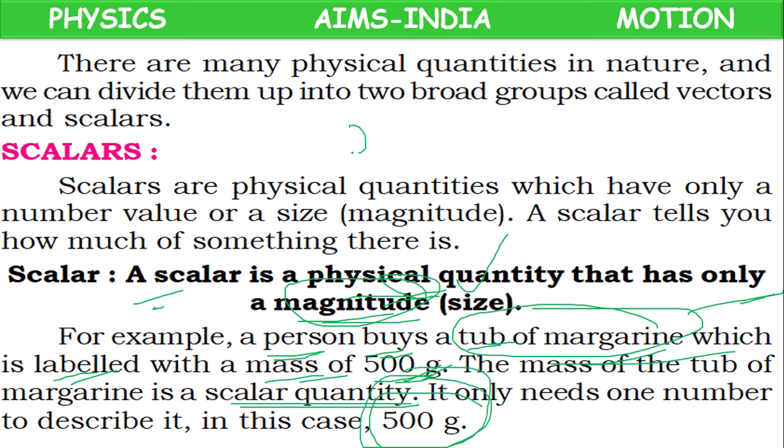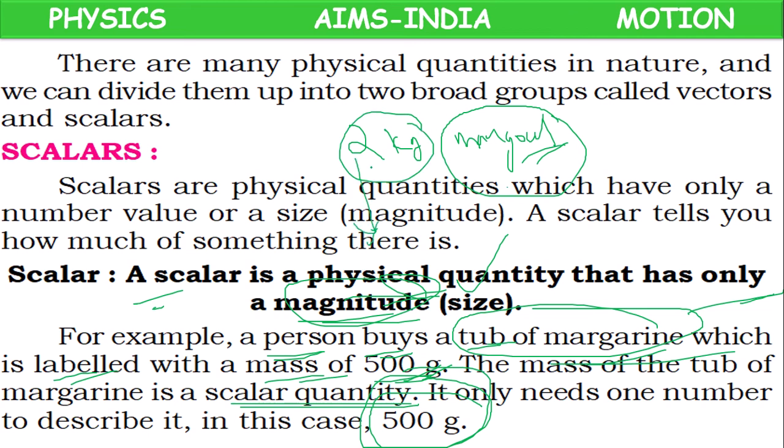Or if he is going to buy 2 kgs of mangoes, how much size of mangoes he is going to buy means 2 kg. Only 2 kg is enough to describe what he is going to buy. Like this, mass is a scalar quantity. We need only a numerical value to describe it.